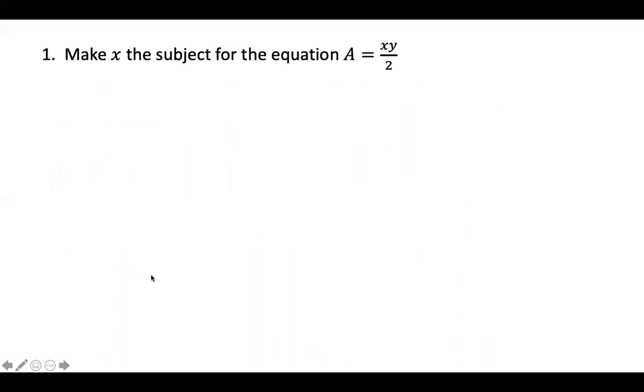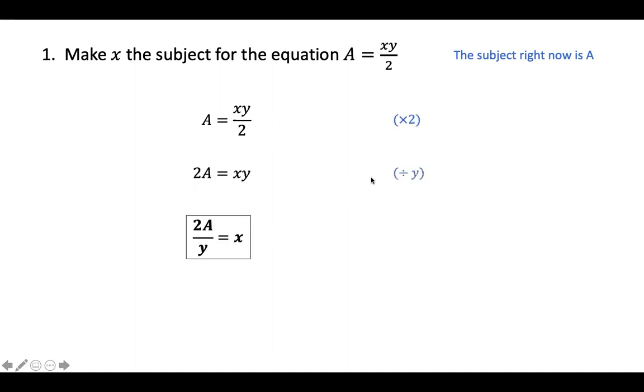So for example number 1, we're making x the subject for this equation. That means that we need to get x all by itself because right now the subject is a. A is the one that's by itself. So we're just going to start rearranging our equation to get x all alone. We're going to multiply both sides by 2 and then divide both sides by y. And that's it.